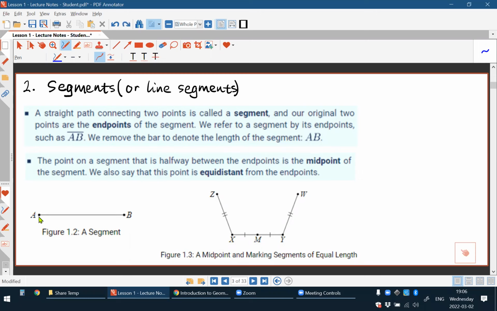Okay, for example, in this graph, segment AB is denoted by capital letters AB with a bar. And if you do not include the bar, AB means the length of the line segment.